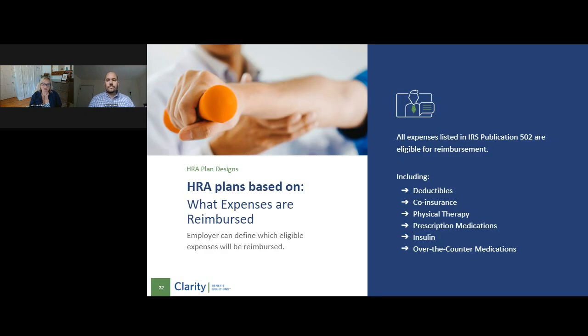So let's talk about what expenses an HRA can cover. There are nearly 300 listed in IRS Publication 502, which defines medical and dental expenses eligible for HRA reimbursement. This list includes deductibles, coinsurance, physical therapy, prescription medications, over-the-counter medications, and insulin. When designing their company's HRA, employers have the ability to set which of these eligible expenses their company will reimburse.